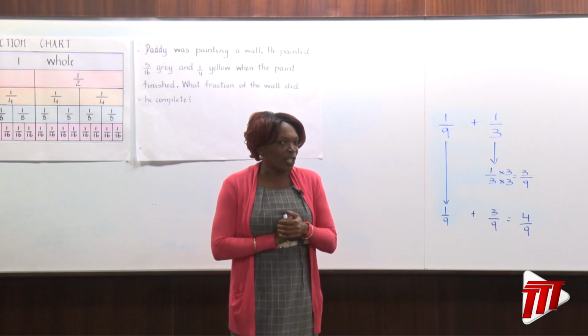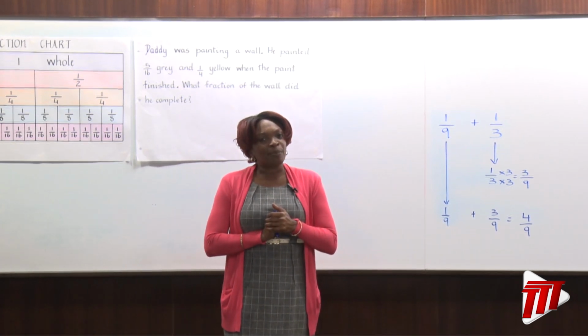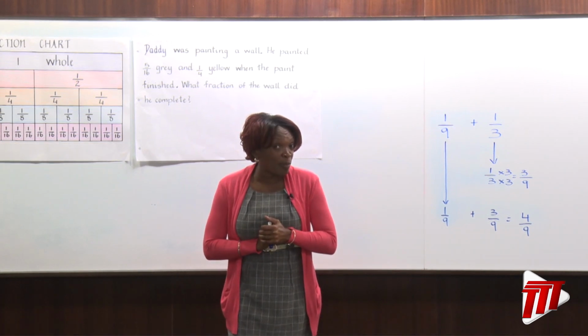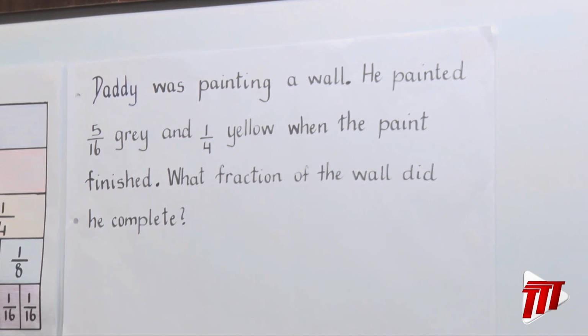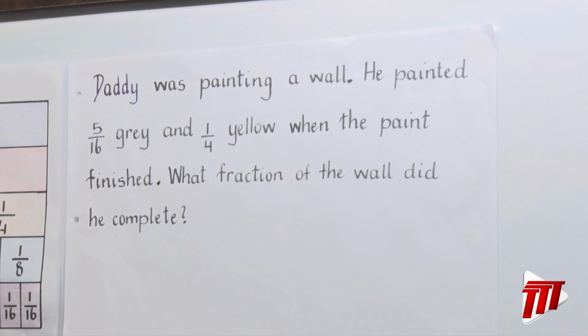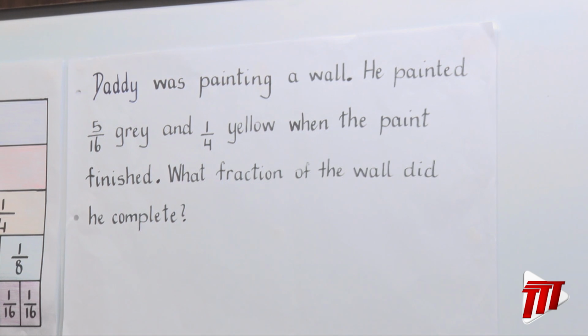Now, I want to challenge you. I have a problem which I want you to solve. Can you solve this problem with me? Daddy was painting a wall. He painted 5/16 gray and 1/4 yellow when the paint finished. What fraction of the wall did he complete? We have two fractions there. Let's look at it again.